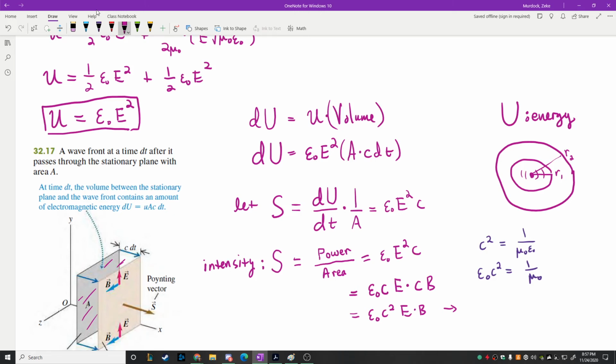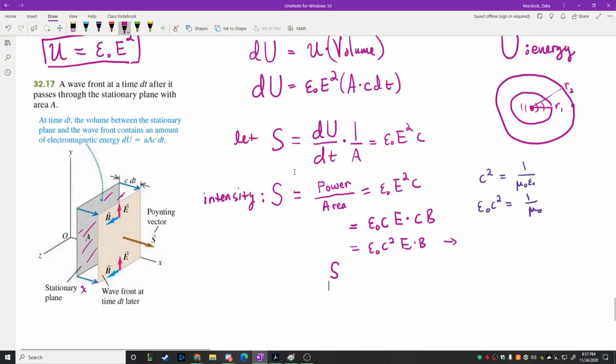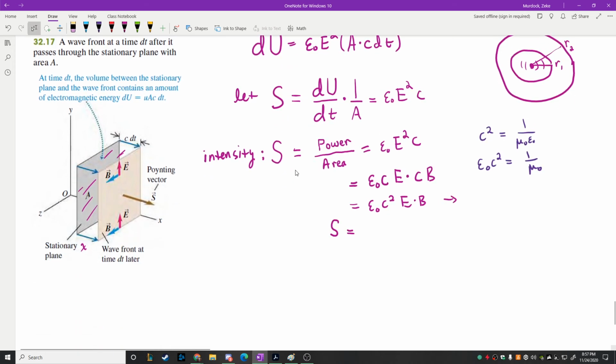So we end up getting that this thing S, which represents the intensity of our wave, is equal to the electric fields multiplied by the magnetic fields and then divided by mu naught. And this thing is what we call the Poynting vector, okay? But it needs to be in vector form before we can truly call it the Poynting vector. So the vector version of this... As a vector, we're going to define the Poynting vector to be S, with a little arrow on top, and it's going to be E cross B.